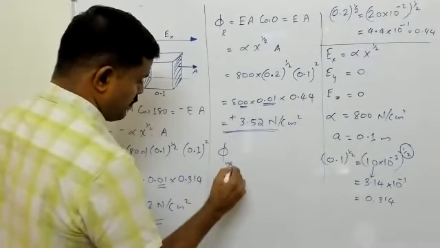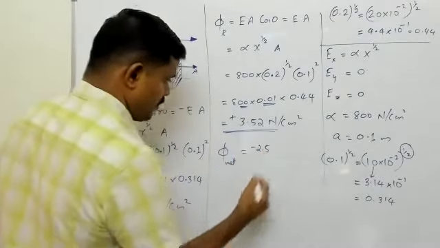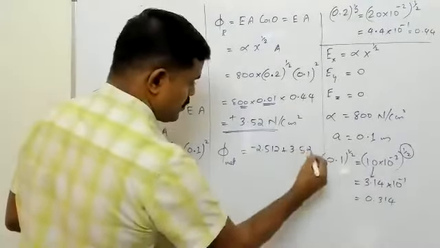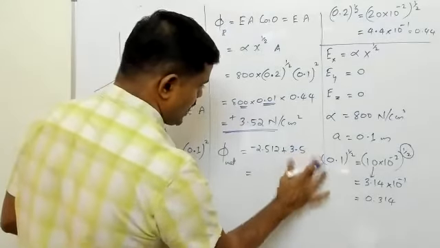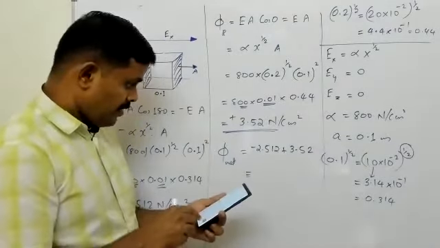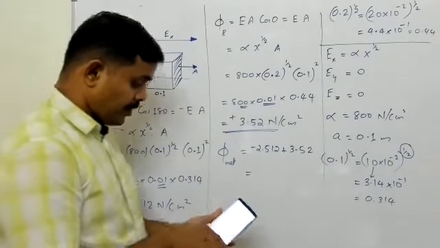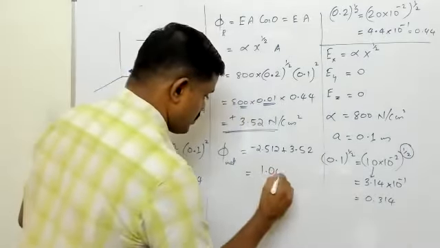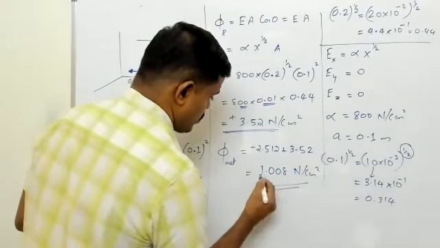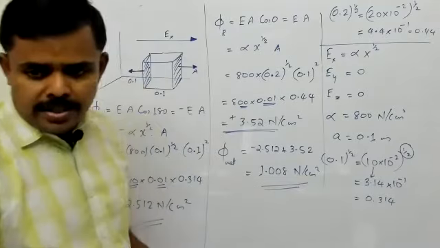They are asking you to find phi net. What is the net flux? Net flux is minus 2.512 plus 3.52. I did a lot of approximations, so this is not as precise as the textbook calculations. There will be slight differences, but don't worry. 3.52 minus 2.512 is 1.008. I get 1.008 Newton per Coulomb into meter square. That will be the flux through it. In the textbook, they got it as 1.05 or something. I don't remember. Did you understand this?